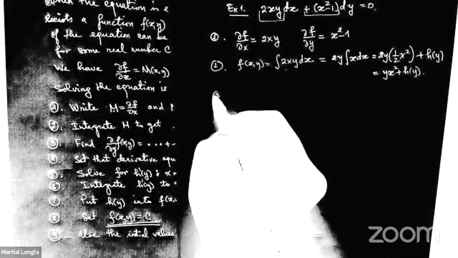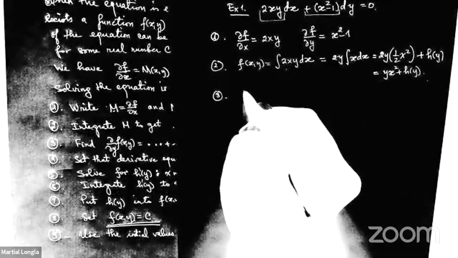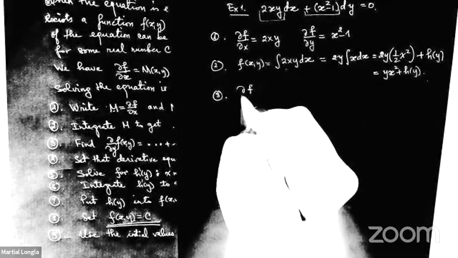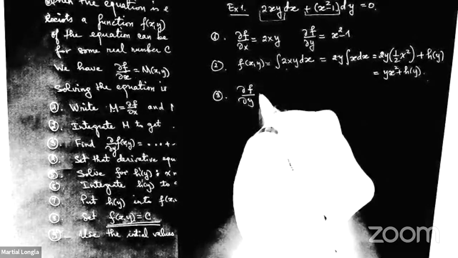Then step three. Step three said, take this derivative. All you do is take the derivative of this. So derivative of f with respect to y, that's what the step says. Take the derivative with respect to y. What's the derivative of this thing with respect to y? That would be x squared plus h prime of y. Good. X squared plus h prime of y.